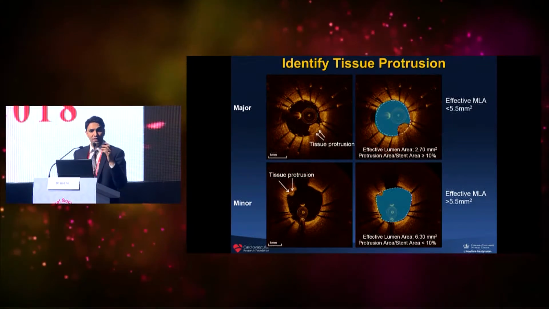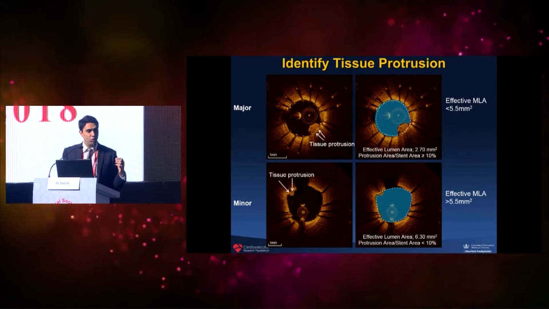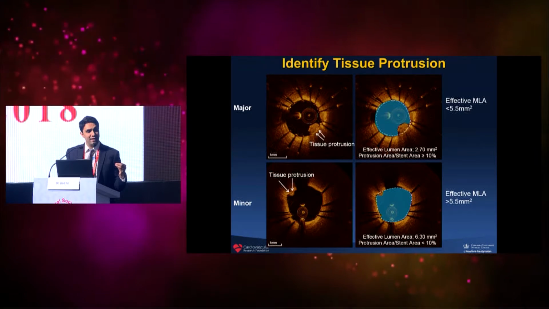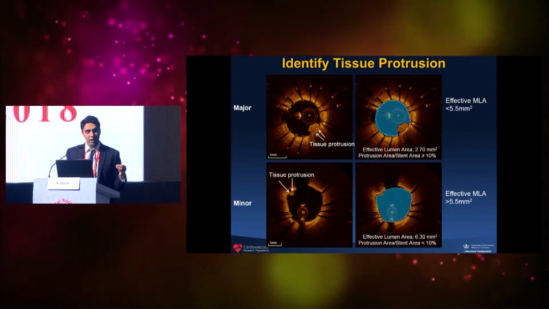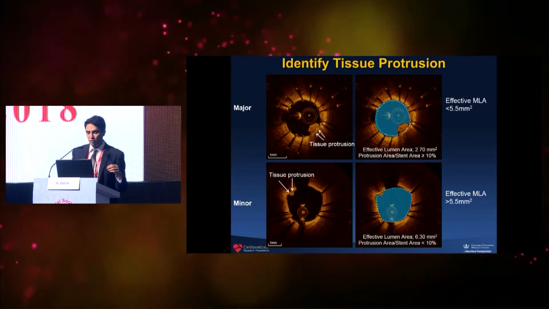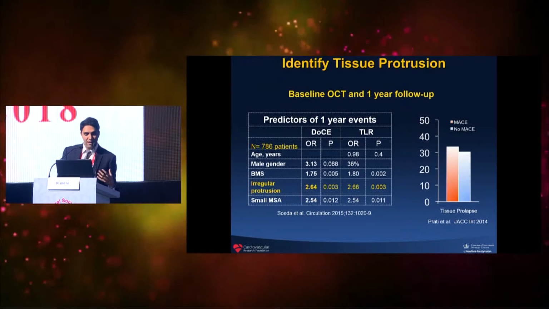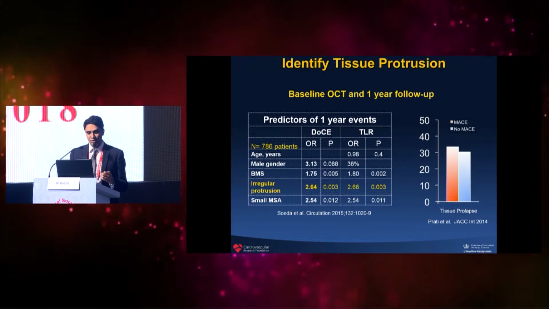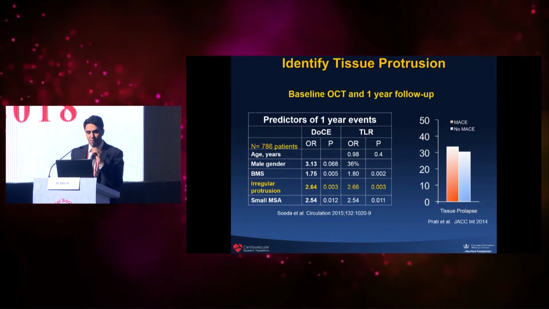Tissue protrusion is something else that you can identify with OCT with extreme resolution. This should be treated when it's occupying a significant amount of flow area, 10% of your effective lumen area. Why does this matter? It matters because it's an independent predictor of stent failure, target lesion revascularization, and device-oriented composite endpoints.